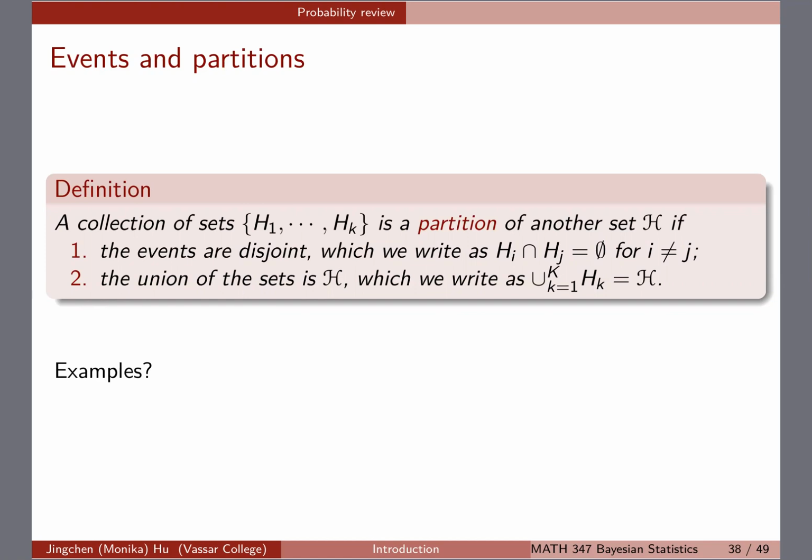We already saw a partition earlier about whether someone has breast cancer or not. It's a partition of 2 sets, cancer or no cancer. In particular, first of all, they're disjoint, there's no overlapping, but also the union of them is the entire sample space, because there are no other people not falling into either of those 2 sets.